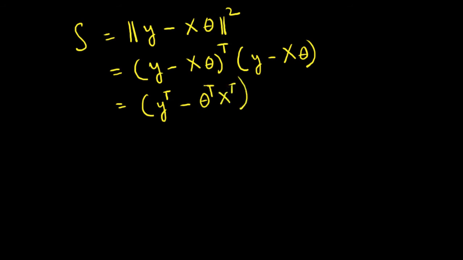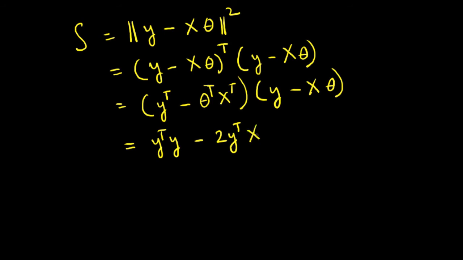So when you take a transpose of a product of two matrices, the order gets reversed, into (y minus capital X into theta), and now you expand this whole thing, you will get y transpose y minus 2 y transpose capital X theta plus theta transpose capital X transpose capital X times theta. Okay, great. So now what we need to do is take a derivative with respect to theta.